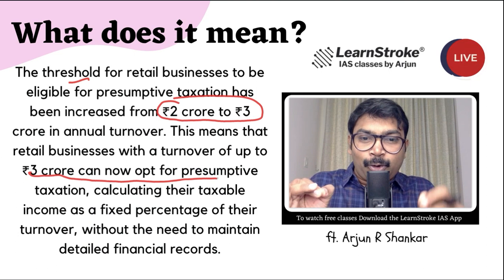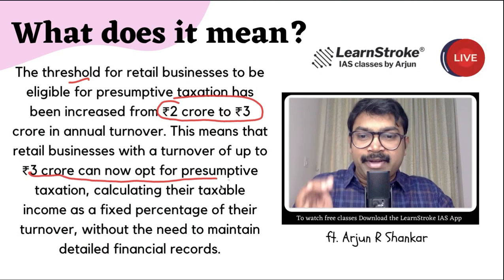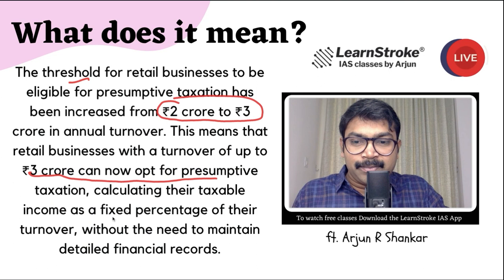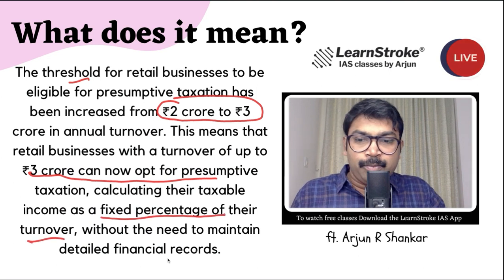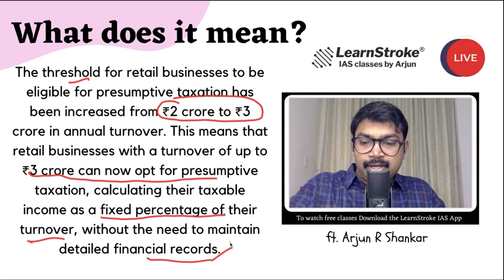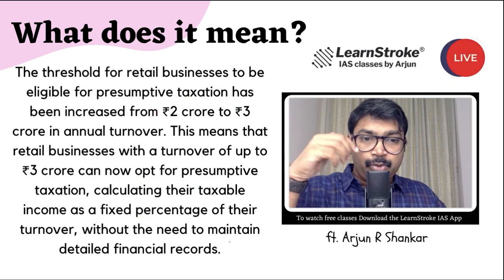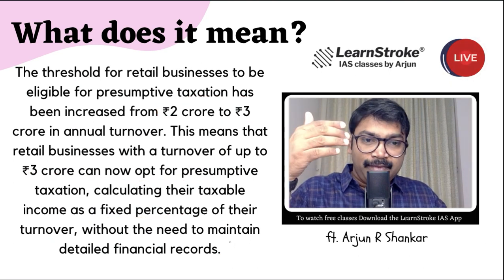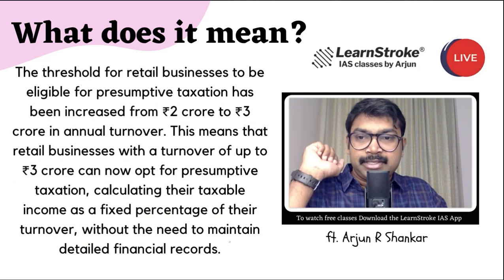Now, with 3 crore, you're also eligible to opt for presumptive taxation, calculating the taxable income as a fixed percentage of your turnover, without the need to maintain detailed financial records. So definitely for small retailers, it's going to be a good thing. You have increased the limit, and even in the bracket of 3 crore, you can actually claim this presumptive taxation.